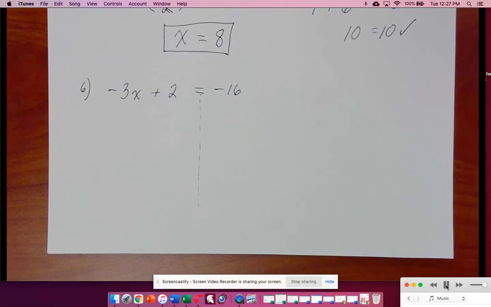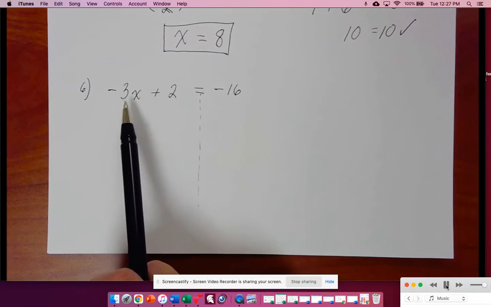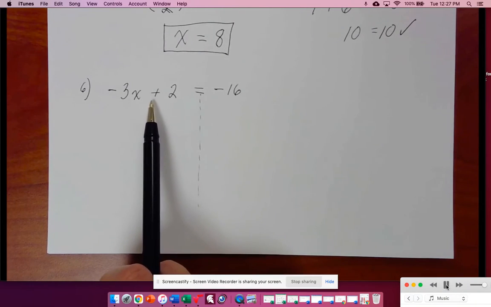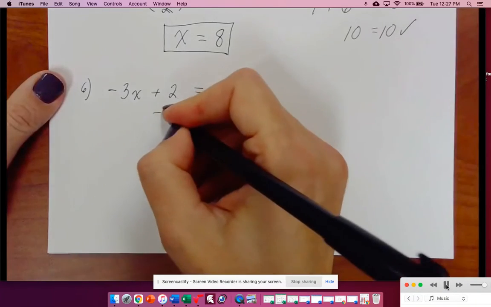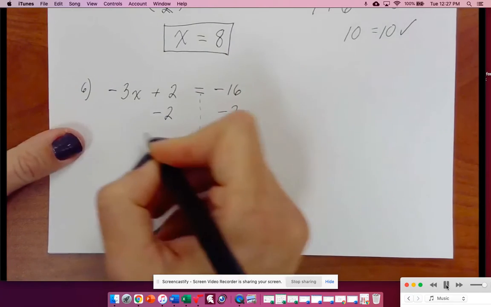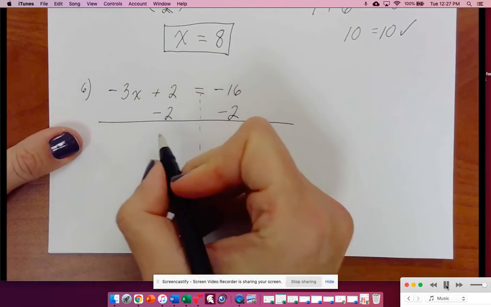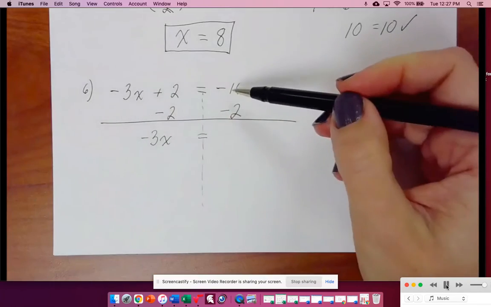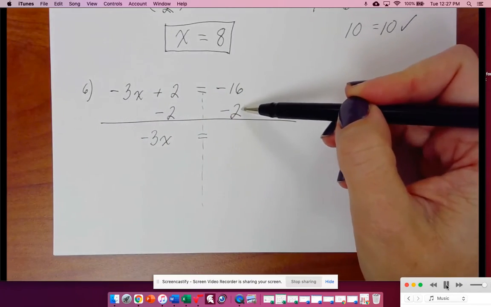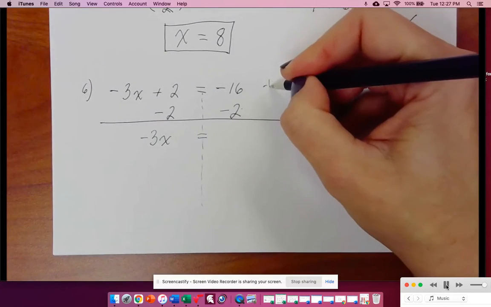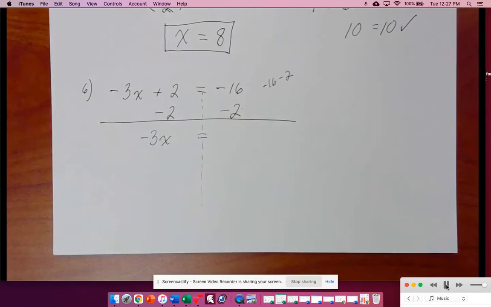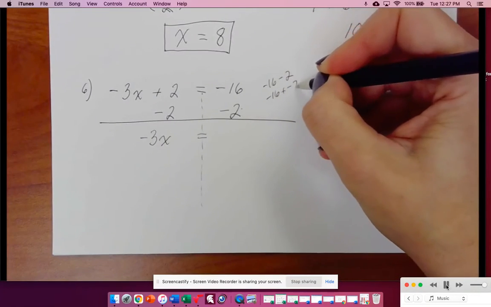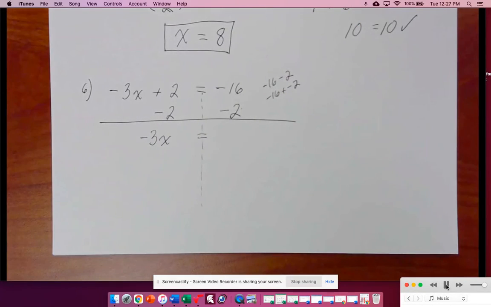All right, so looking at the x, what would you do first? It's got a times 3, it's got a plus 2. We need to get rid of the plus 2. So I'm going to subtract 2 from both sides. Write it on the side. Negative 16 minus 2. I would probably think I better do negative 16 plus a negative 2. You actually should get negative 18 here. Okay?